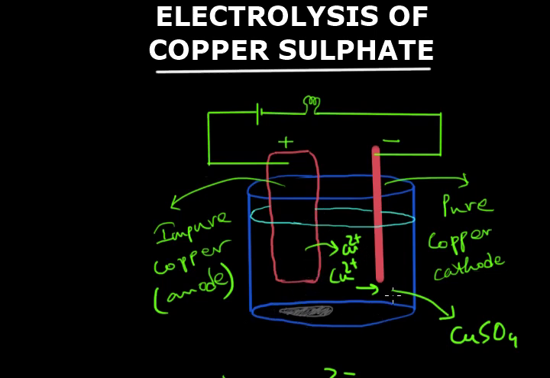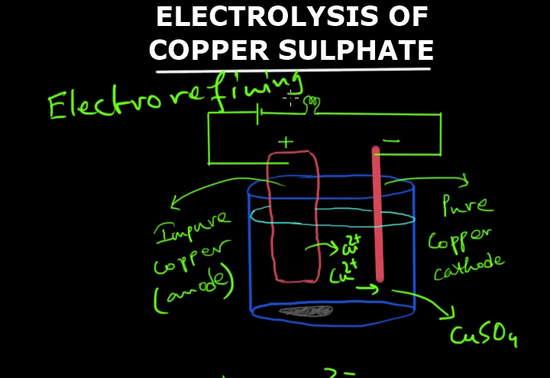This is basically the refinement of copper. By refinement I mean this is impure copper and we are getting a refined form of copper in this cathode. And this process is also known as electrorefining, because in this process we are getting a refined form of the metal we want to refine. So the process is electrolysis, but the effect is refinement of impure metal into the refined form.